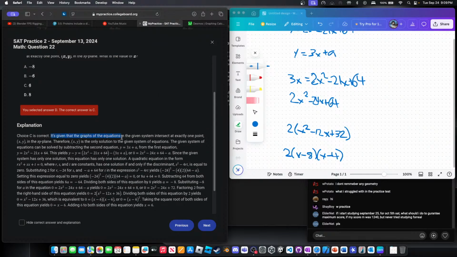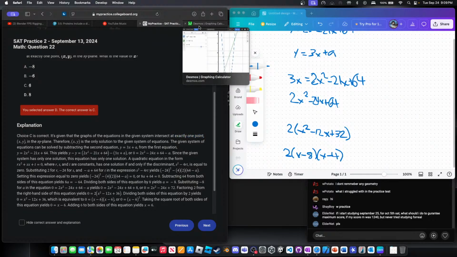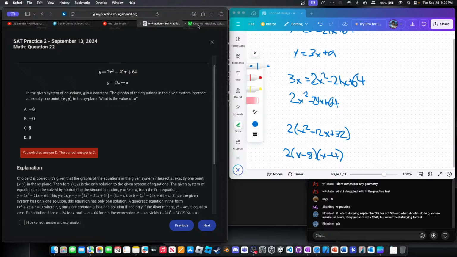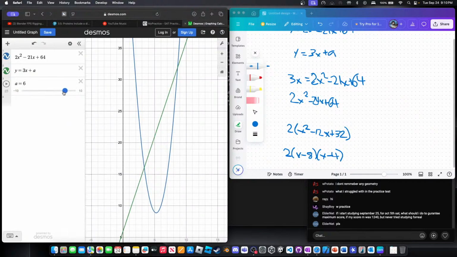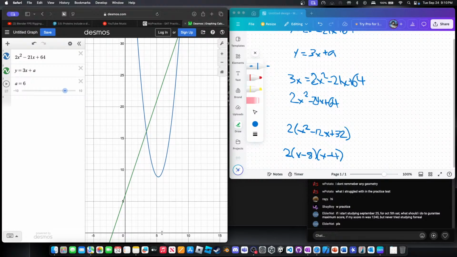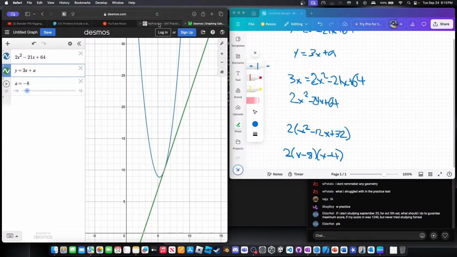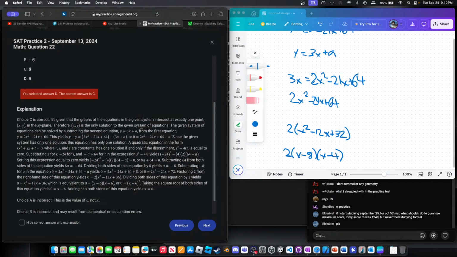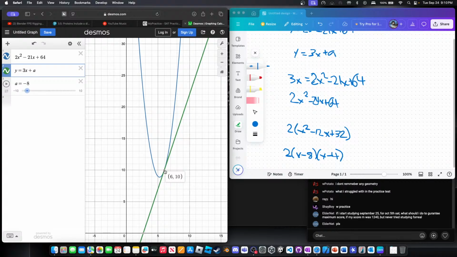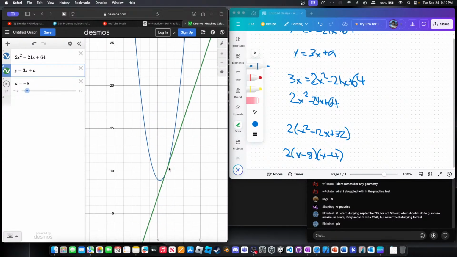Okay, so it's given that the graphs of the equations of the given system intersect at exactly one point. And it says the value of x would equal 6. Oh. Value of x would equal 6, right here. Let's see if we can have it so that it intersects at that exact point. There it is, guys. Oh, okay. So I get it visually now. It intersects at exactly 1 point. It never intersects again. Just have to find that right value on Desmos.